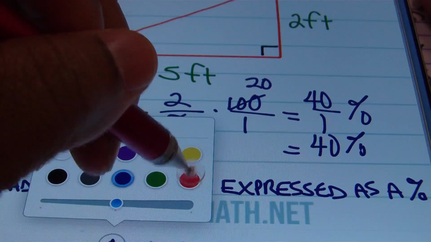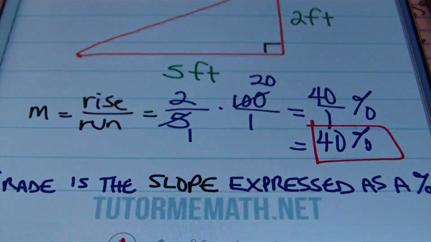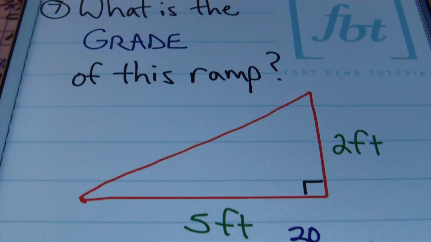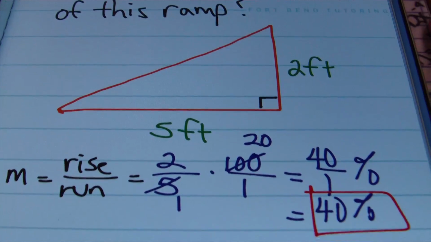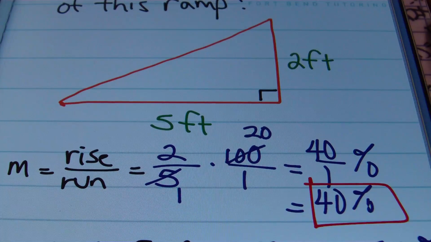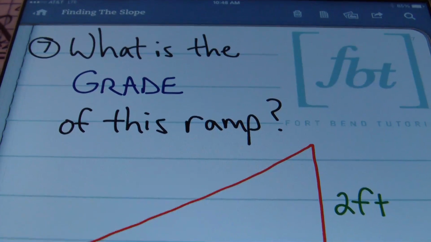So the grade of this ramp is 40%, ladies and gentlemen. Done and done. That is a gradient problem. That is how to find the grade, which is also the slope represented as a percent. So we have a 40% grade. Okay, so there you have it, ladies and gentlemen. Done and done for problem number 7. And that also concludes this lesson on finding the slope of a linear equation, ladies and gentlemen.